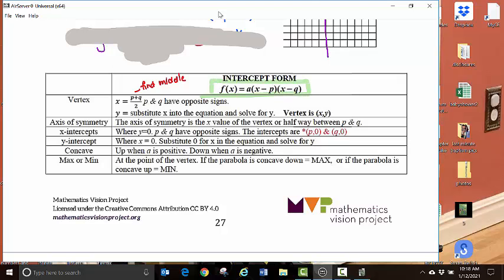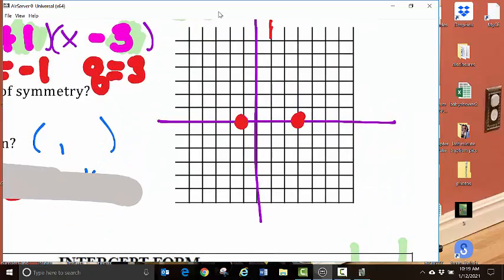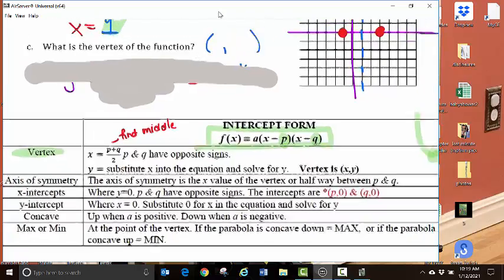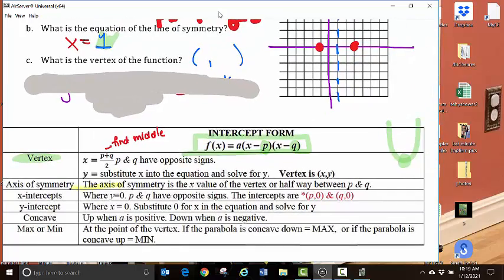This is intercept form, and these values are called P and Q. And it says, to find the vertex, that's this bottom point, you do P plus Q divided by 2, or that is halfway between these two. And every group I talked to saw that the halfway was 1. So that is your axis of symmetry, X equals 1. Okay? That means we got to find the middle. It says it right here: axis of symmetry is the value of X halfway between P and Q.